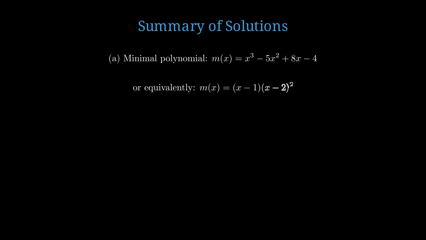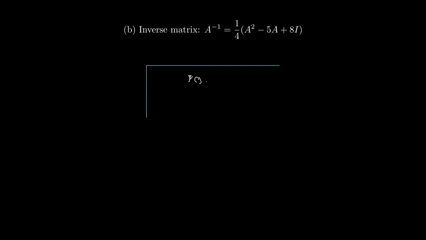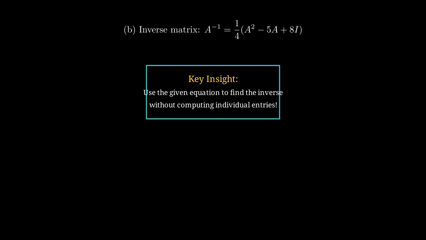Let's summarize our complete solution. Part A, the minimal polynomial is x cubed minus 5x squared plus 8x minus 4, which factors as x minus 1 times x minus 2 squared. Part B, the inverse matrix is 1/4 times A squared minus 5A plus 8I. The key insight is that we can use the given matrix equation to find both the minimal polynomial and the inverse without ever computing individual matrix entries or eigenvalues.